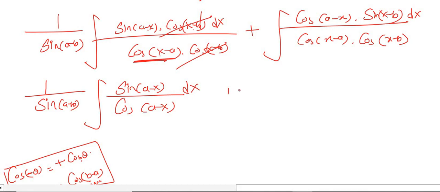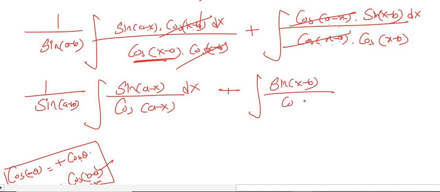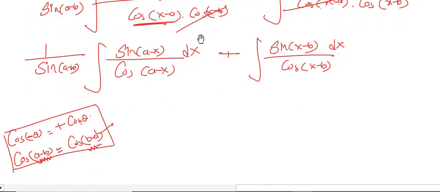Okay, let's do the remaining part. Integration of, anything is cancelling here? Sin x minus b, no. This can cancel. Cos a minus x and cos x minus a is the same thing. We just wrote it here. So these two will cancel. And what I am getting here is sin of x minus b, cos of x minus b dx. Okay, I hope you have written it.